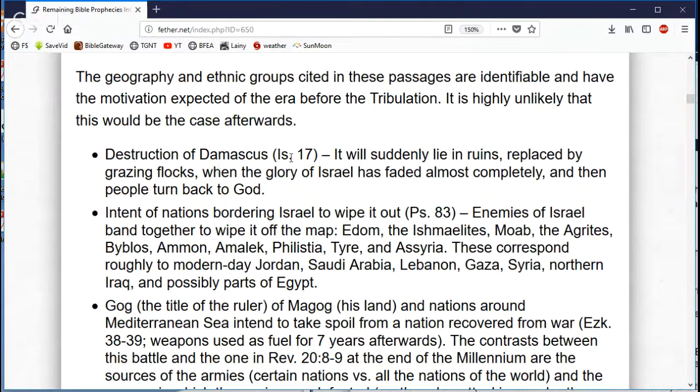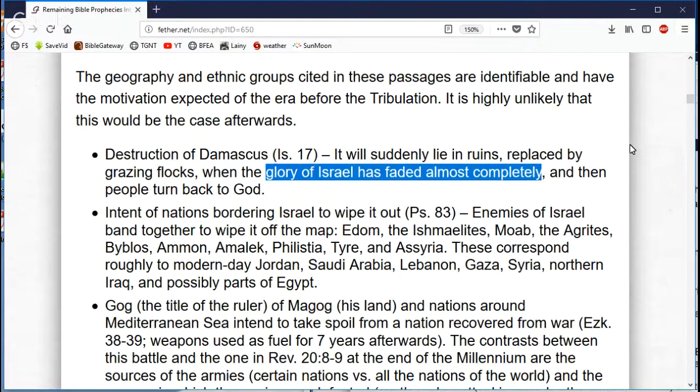But for anybody else who might listen to this later, Damascus being destroyed is an Isaiah 17, sometimes called the Oracle of Damascus. It's a prophecy of doom against Damascus. Lie in ruins, replaced by grazing flocks, which means something can live there, whatever anybody wants to think about how it's destroyed. But right now there's a million or so people still living there. There would be no people at this point, and never will be again, and only just flocks grazing there. When the glory of Israel has faded almost completely, that has not yet happened. Then people turn back to God. That will be the result of some of these things.